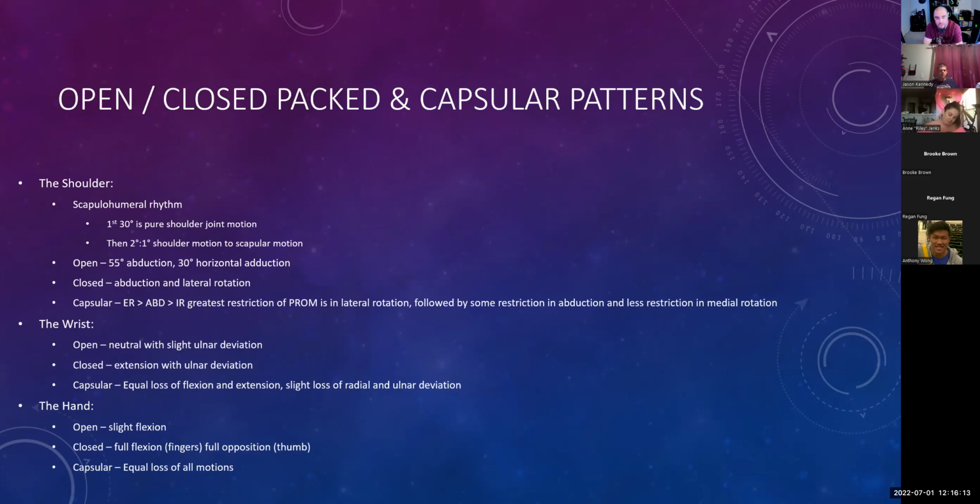And then when we get down to the actual hand portion, when I say the hand, we're talking about all the little joints of the hand. You're going to have equal loss in all motions. So equal loss in flexion, equal loss in extension, equal loss in abduction, adduction. Closed pack is full fist of the hand, right? That's close packed of the hand. So if I wanted to mobilize my PIP, I need a slight amount of flexion in order to mobilize it. And then I can mobilize those joints.